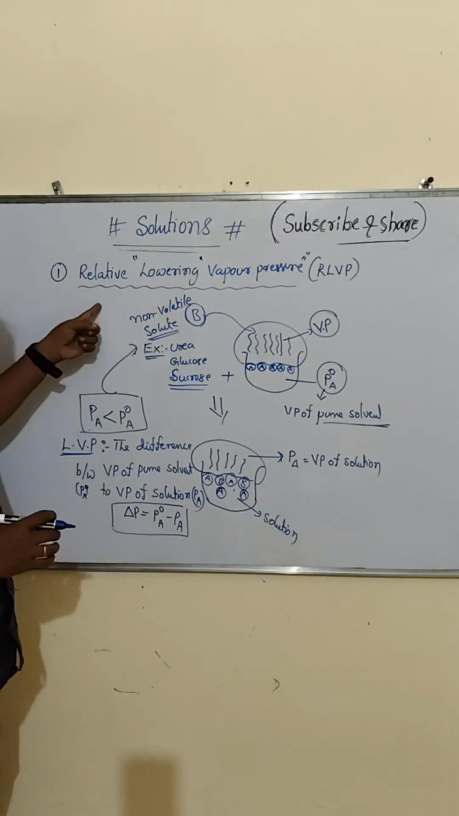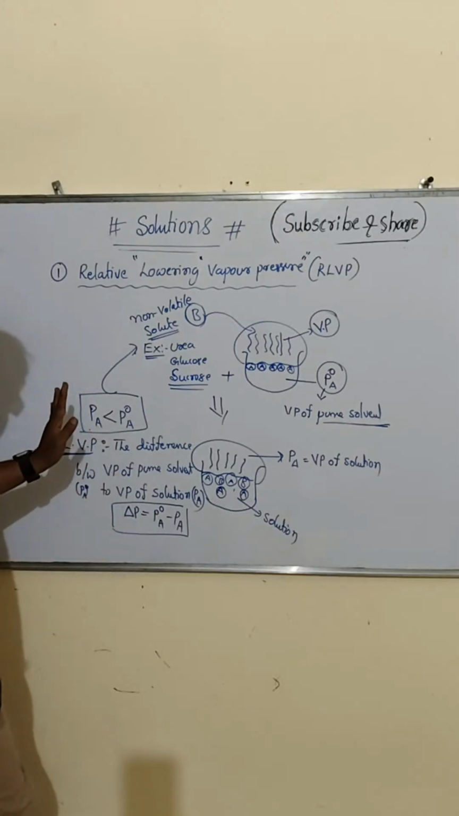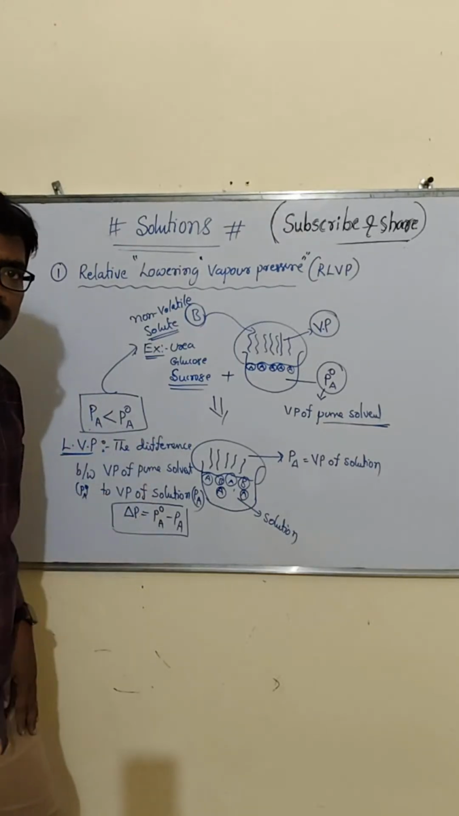Then what is the relative lowering of vapor pressure? Now it is understood what the lowering of vapor pressure is.